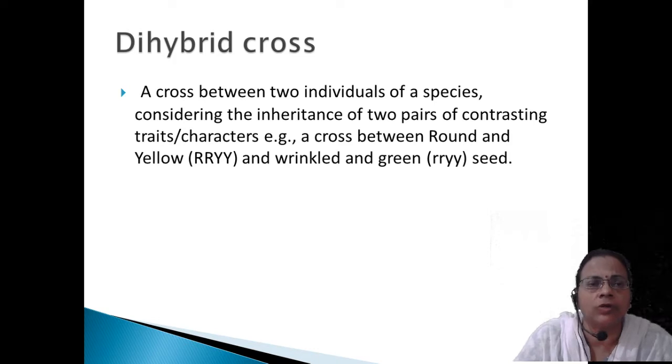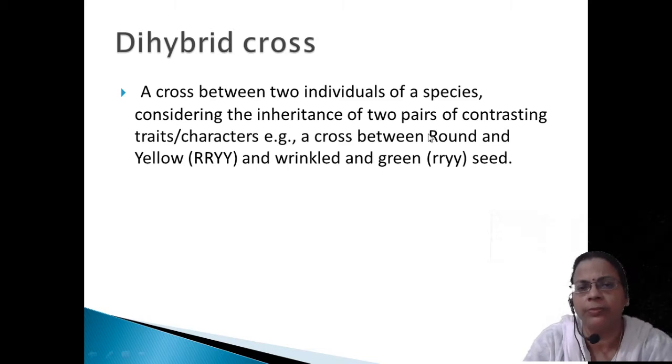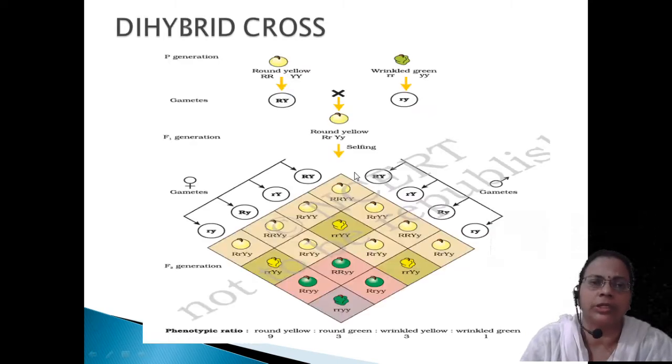Dihybrid cross means it is a cross between two individuals of a species in which two contrasting pairs of characters are studied. And here the typical example is the cross between round yellow pea seeds with wrinkled green seeds. So round is the seed shape, yellow is the seed color. Round and yellow are both dominant, and they are crossed with the double recessive parent, that is wrinkled and green. Here is the pictorial representation.